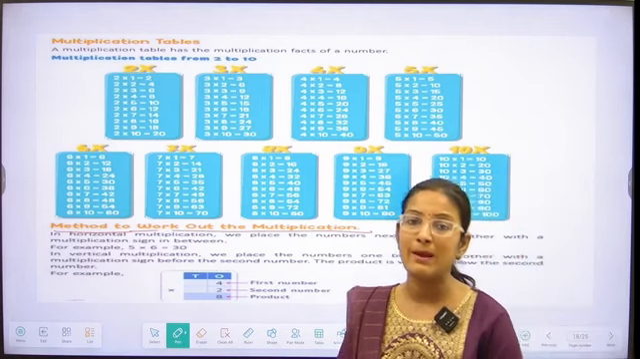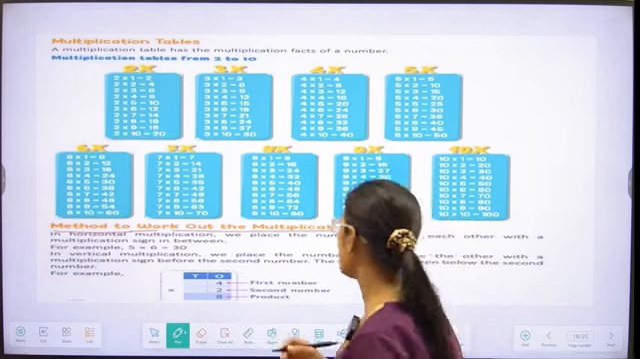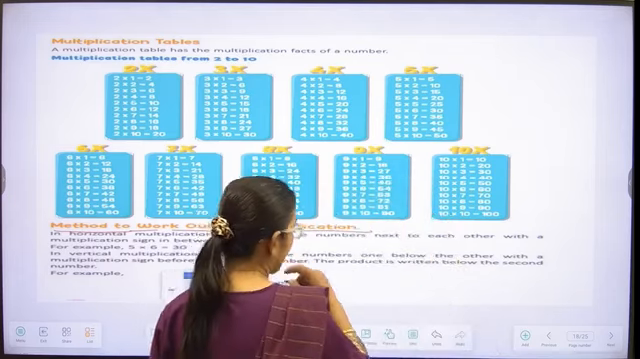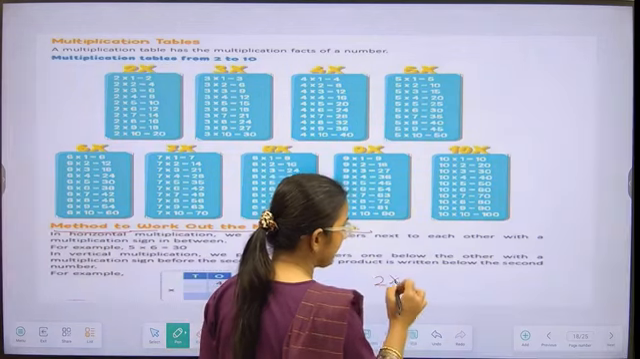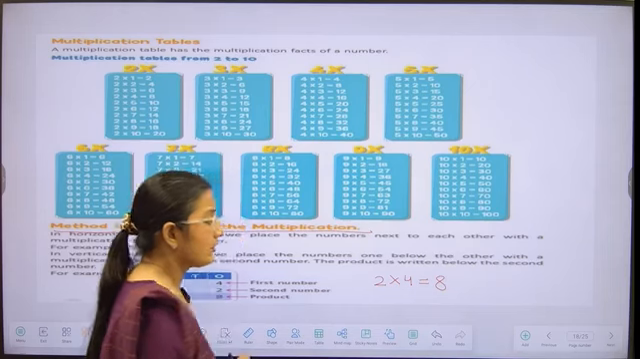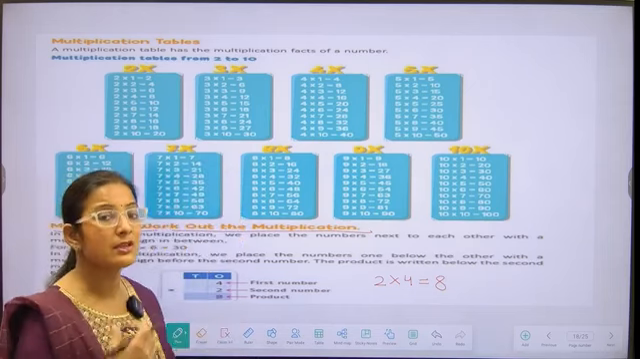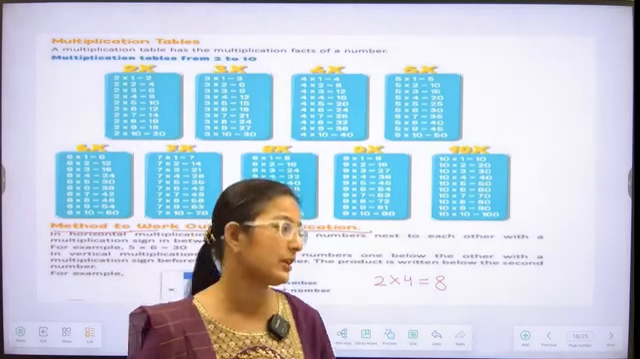Similarly, we can do the multiplication by the horizontal method. In the horizontal method, what we have to do, students, is write the numbers like this. 2 multiplied by 4, I get 8. So students, with these two methods, we can do the multiplication.